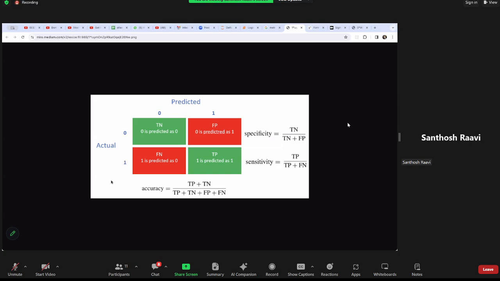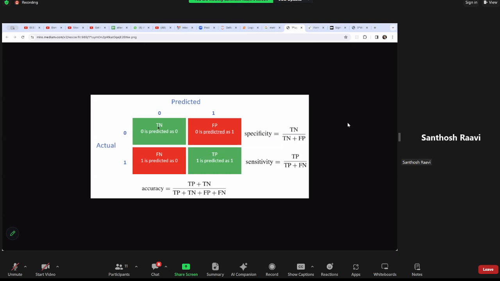Same way it will work here as well. Actual value is 1, but the model has predicted 0. 1 is predicted as 0, which means false. How is it predicted? It is predicted as 0, and 0 means negative. So FN. That's the meaning of FN here. Actually the value is 1, and it has been predicted as 1. So 1 predicted as 1 means a true prediction. It is truly predicted as positive. What is it predicted? Positive, TP. Okay, so this is the thing.